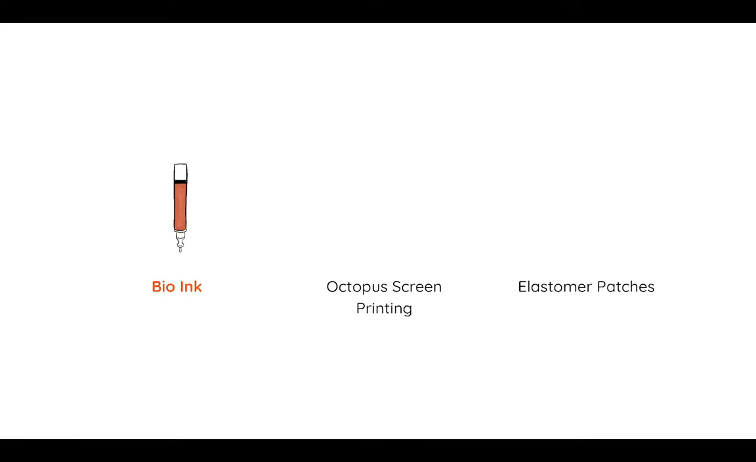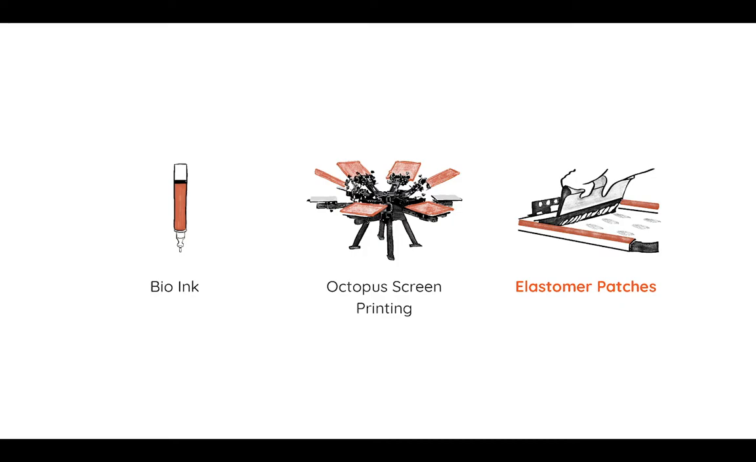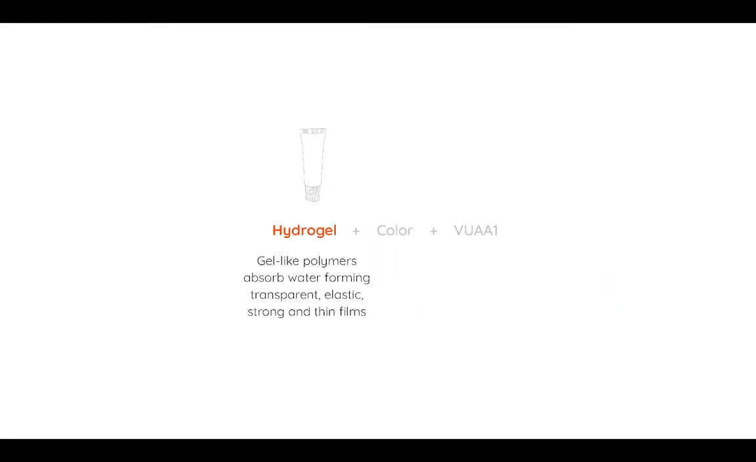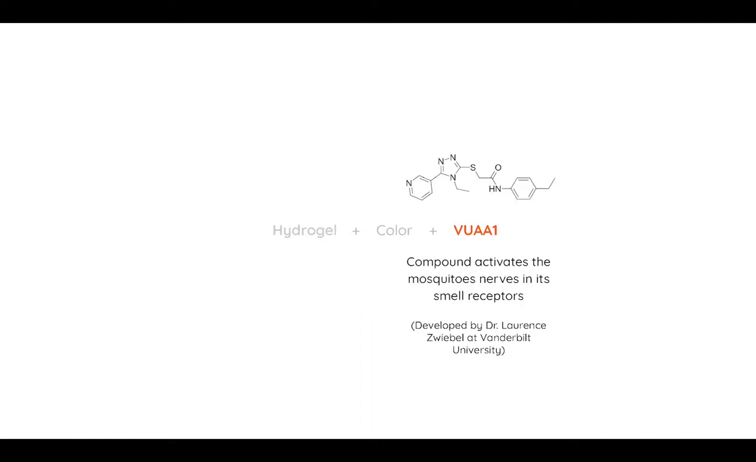The bio ink is inserted in the octopus screen printing technique, and it's used to print V1NK design on elastomer patches. The ink is made of a hydrogel composed of a gel-like polymer which absorbs water, forming a transparent, strong, elastic, and thin water film. The color, a synthetic dye created in a lab.